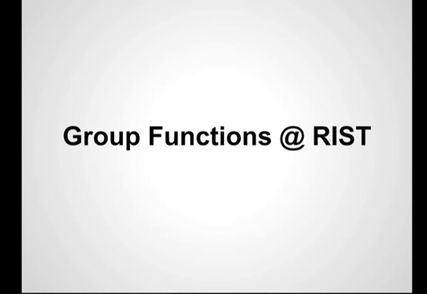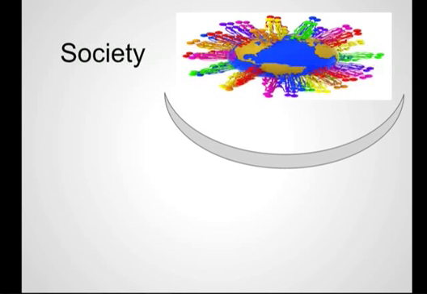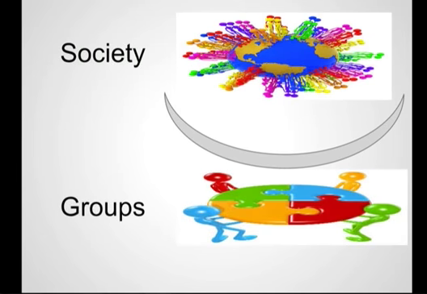This session is about group functions at RIST. Society is made up of a myriad of groups, and these groups are made up of individuals, obviously. So the basis of society are the individuals that work together in their groups.